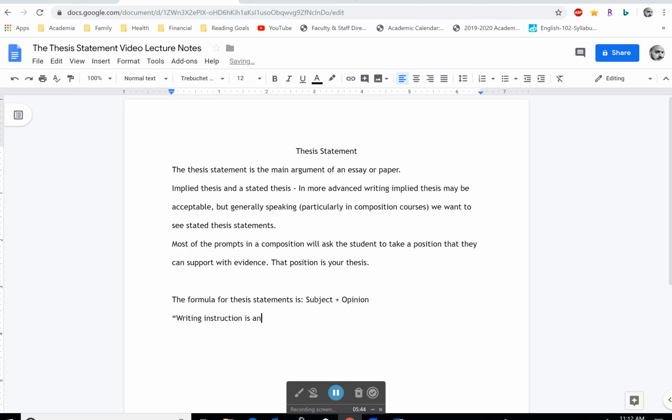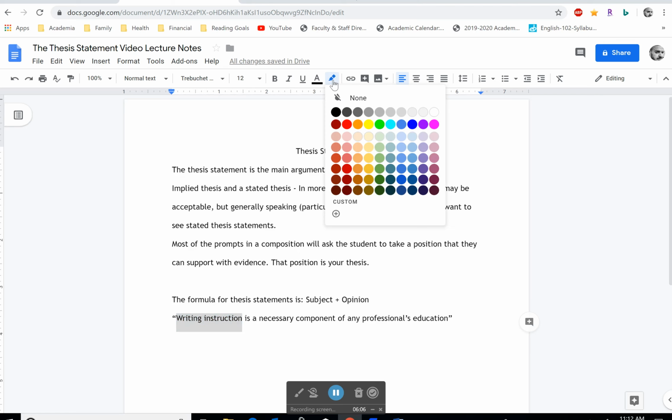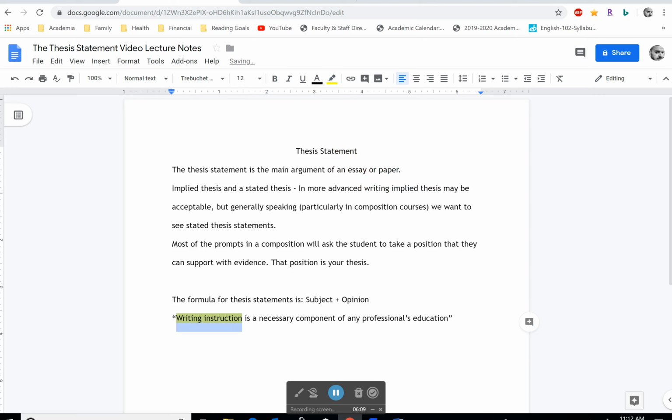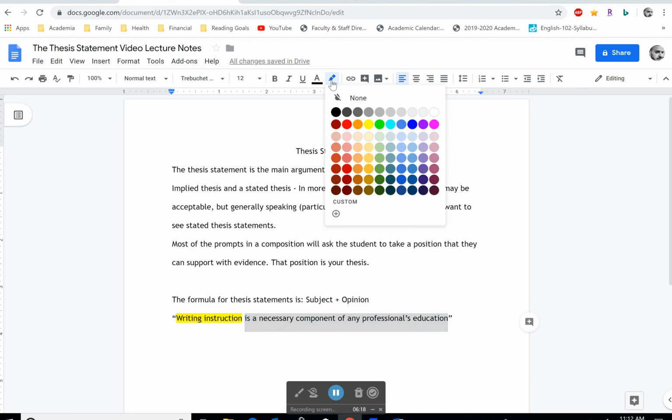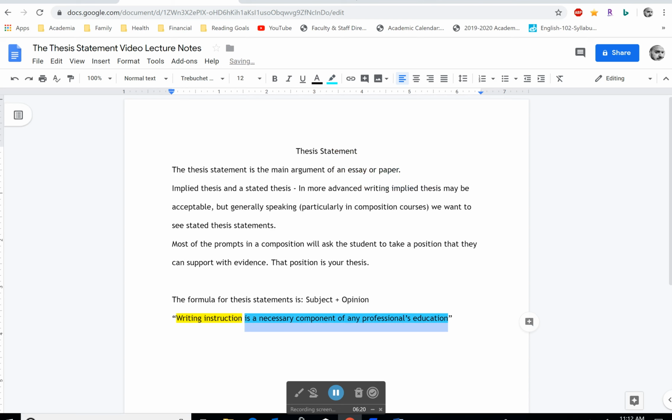Is a necessary component of any professional's education. This is my opinion based on what the prompt says. So you have to look at the prompt, and from the prompt you're going to make some choices. So based on that prompt, I develop my own topic. In this case, it'd be writing instruction, and I come up with an opinion based on it, and this is telling my reader why I think it's important, which is what the prompt is asking me to do.